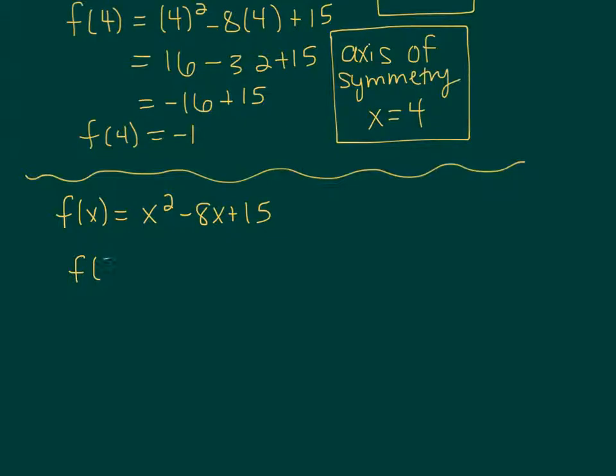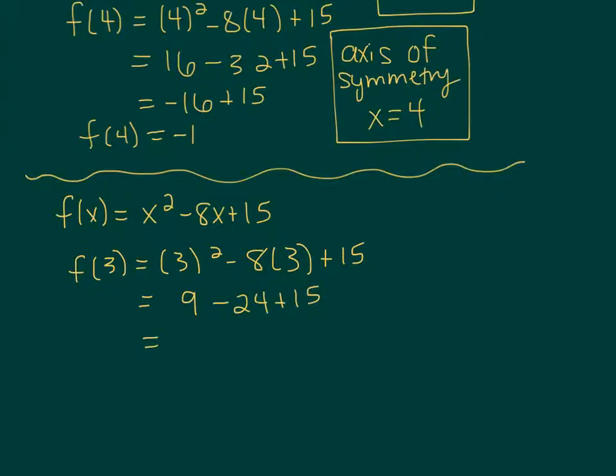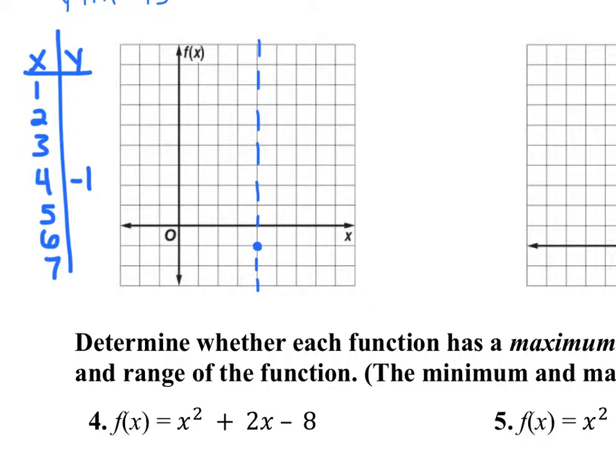So let's plug in 3 first. So 3 squared minus 8 times 3 plus 15. So that's 9 minus 24 plus 15. 9 minus 24 is negative 15, plus 15 is 0. So f of 3 equals 0. So that tells us the point (3, 0) is on the graph. So in my table, I'm going to put (3, 0) and then (5, 0), because I know they're twin points, so they have the same output.